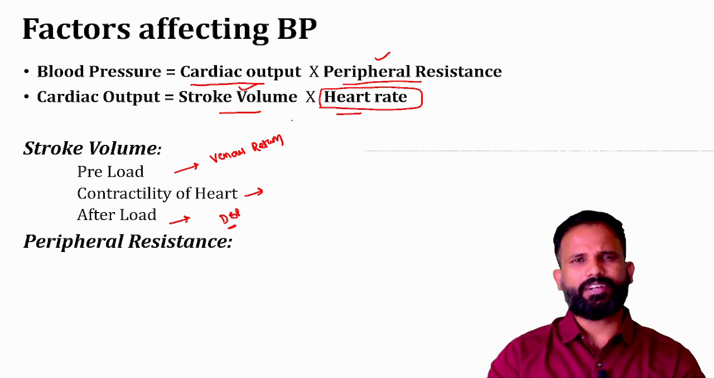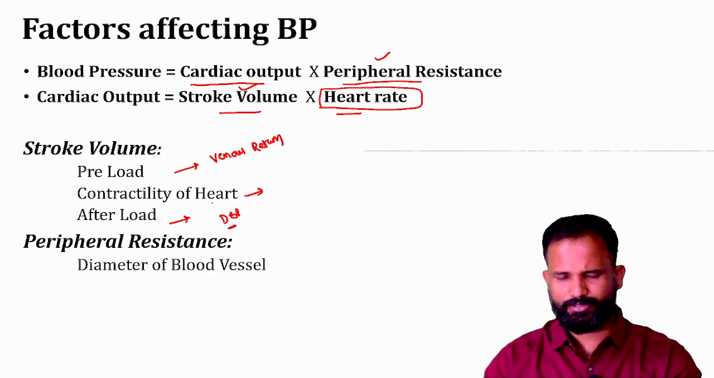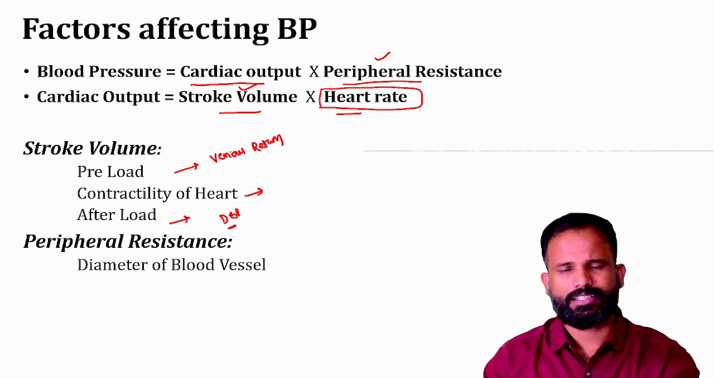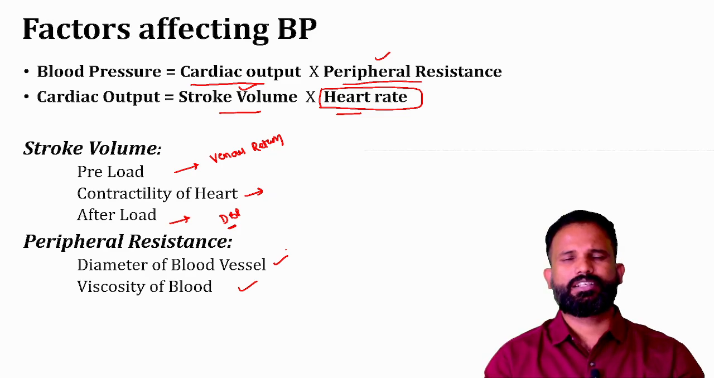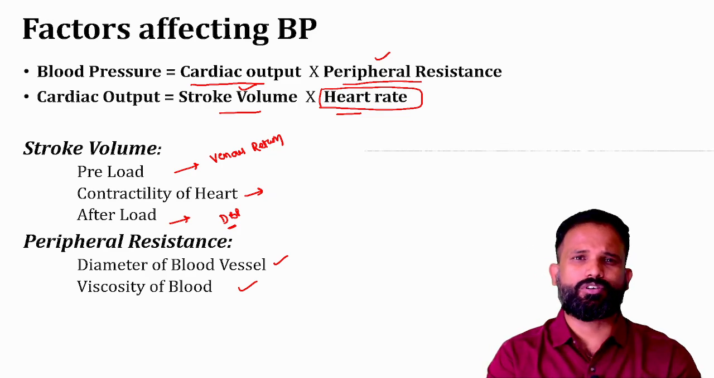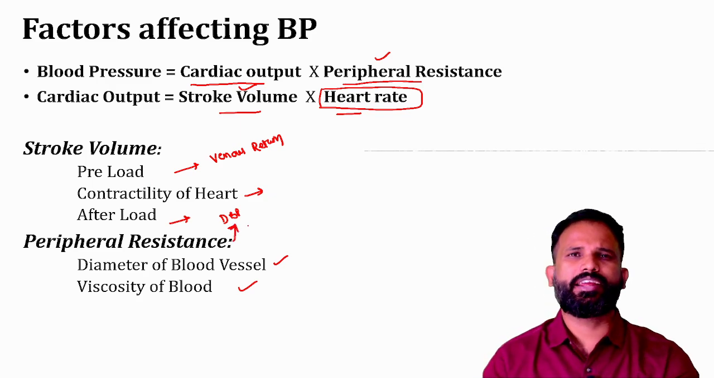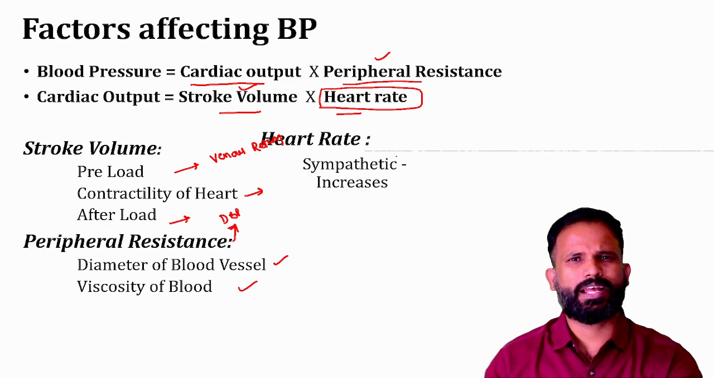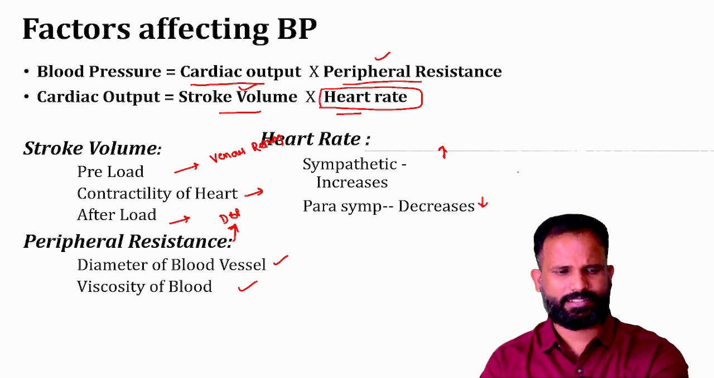And peripheral resistance, as we mentioned, is the resistance at the level of the arterioles. Arterioles have very good smooth muscles, so they can constrict and dilate. So the diameter of the blood vessel and the viscosity of the blood matter. Viscosity of the blood itself causes a resistance, and the peripheral resistance is indicative of diastolic blood pressure. If the peripheral resistance is more, diastolic blood pressure will be more. And heart rate: we know that the sympathetic nervous system increases the heart rate, and the parasympathetic decreases the heart rate.